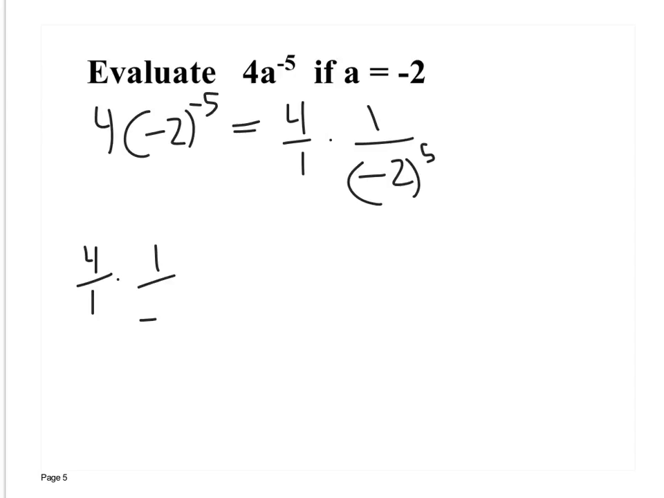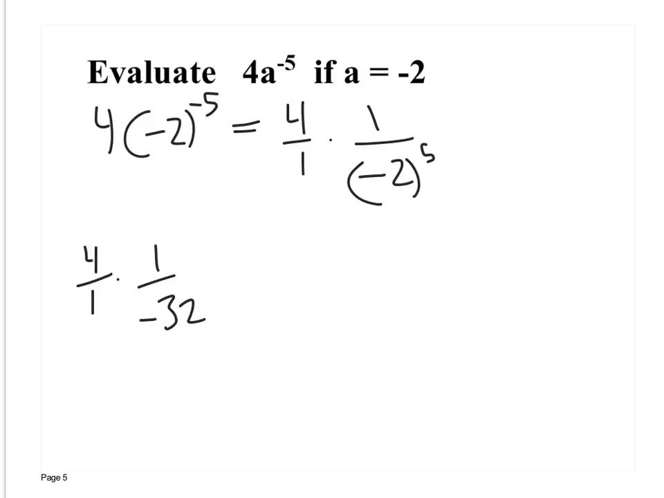4. So you've gotten rid of 2 of them. What's 2 times 2? 4. What's 4 times 4? 16. So I've gotten rid of a total of 4 2's, right? How many do I have left? 1. So what's 16 times 2? 32. So your answer is 32.